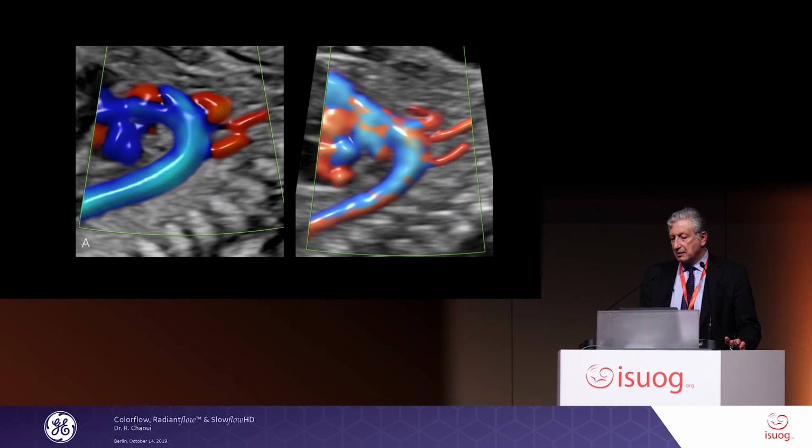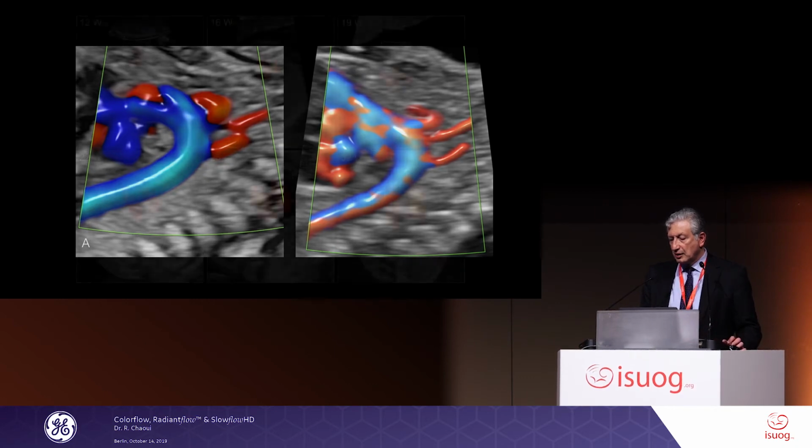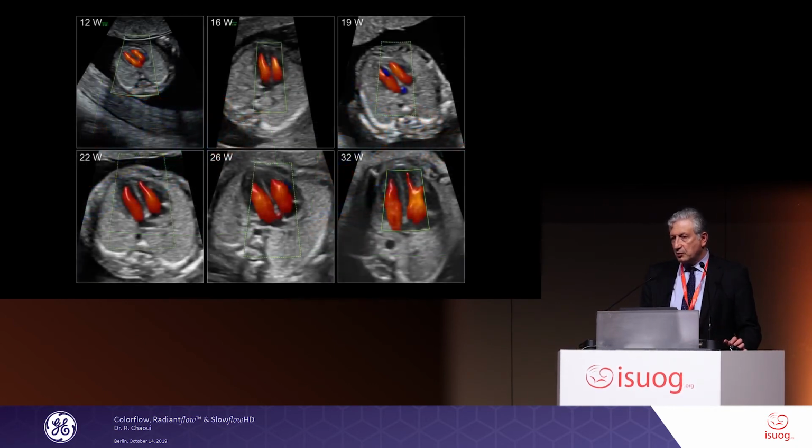This is here the classical Radiantflow, and this is with the tiny slow velocities with the slow flow. And today, with the sensitivity of the machine, you can get very good images from 10 weeks onwards. And this is here the image at 12 weeks until 32 weeks. Very sharp, very clear, and nice septum with clear demonstration of the color along the septum and the wall of the ventricles.